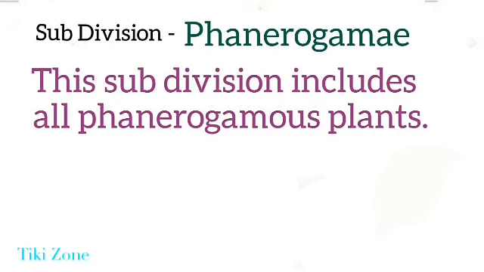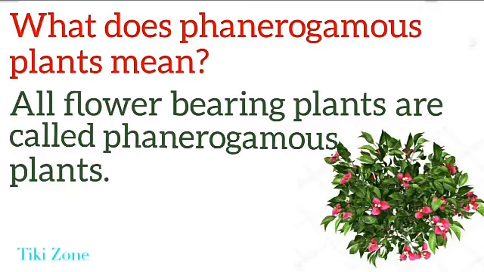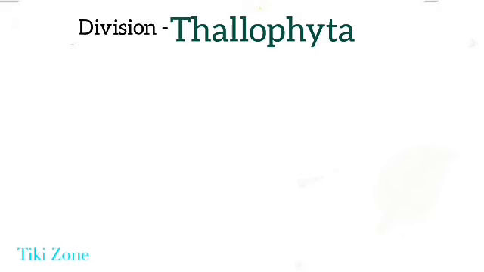Next subdivision is Phanerogame. The subdivision Phanerogame includes all phanerogamous plants. Now, what does phanerogamous plants mean? All flower-bearing plants, all flowering plants, are called phanerogamous plants. Then the subdivision Cryptogame is divided into three divisions: Thallophyta, Bryophyta and Pteridophyta. Let us discuss what is division Thallophyta.